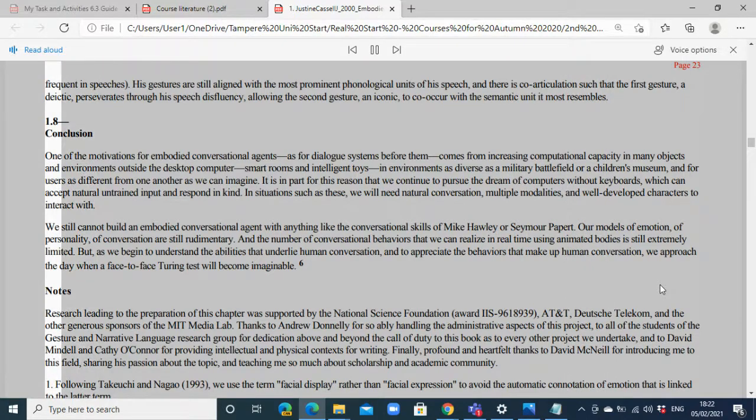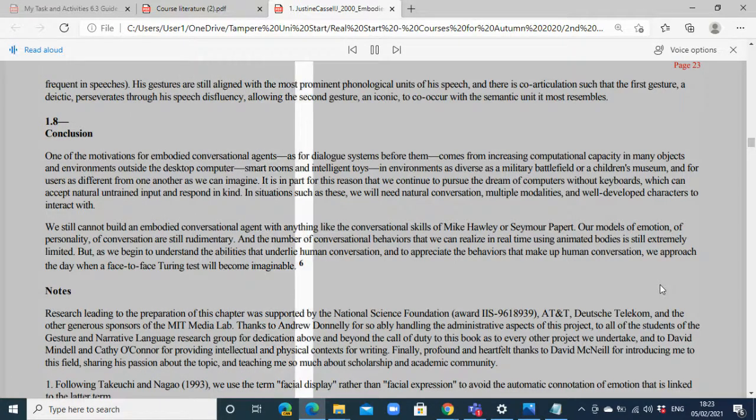1.8 In conclusion, one of the motivations for embodied conversational agents, as for dialogue systems before them, comes from increasing computational capacity in many objects and environments outside the desktop computer: smart rooms and intelligent toys, in environments as diverse as a military battlefield or a children's museum, and for users as different from one another as we can imagine. It is in part for this reason that we continue to pursue the dream of computers without keyboards, which can accept natural untrained input and respond in kind.